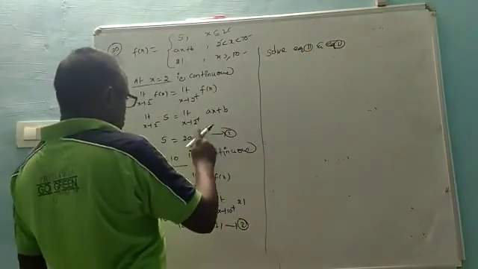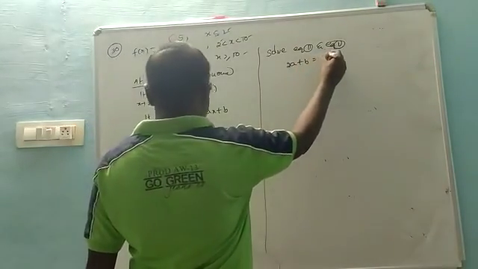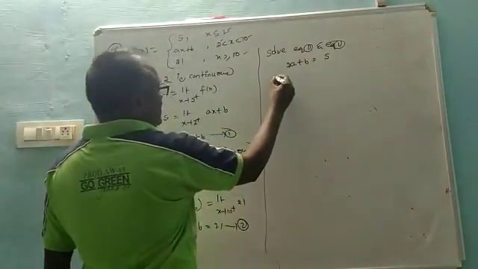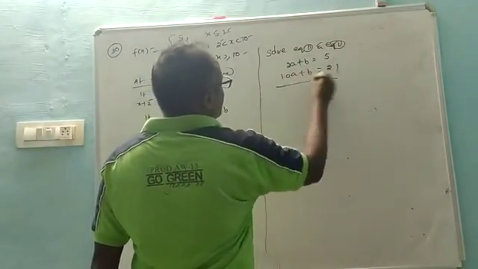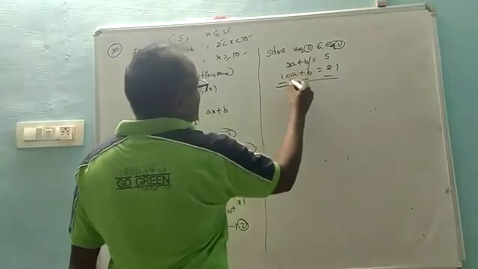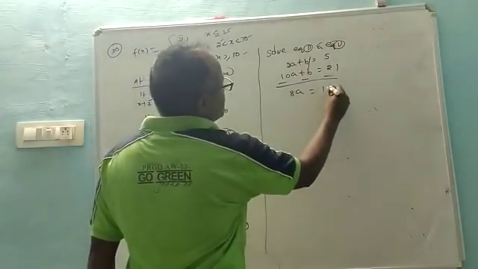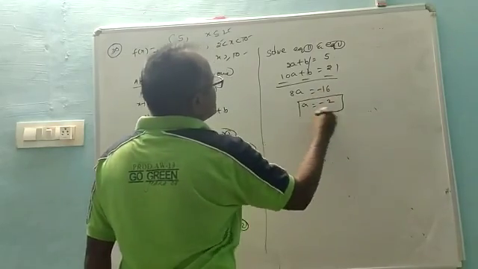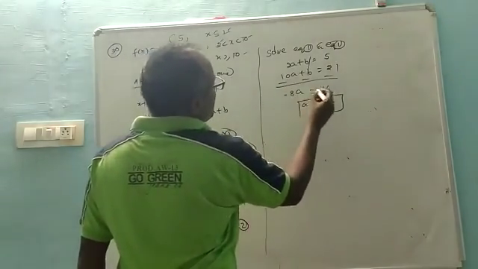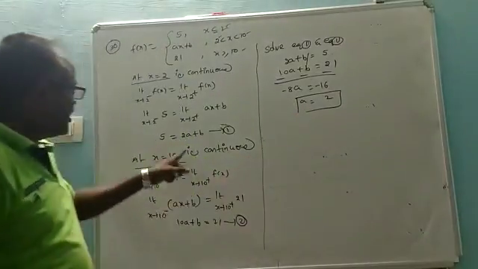So what about the value? 2a plus b is equal to 5. Next, 10a plus b is equal to 21. Here b cancels, and 8a is equal to 16. So a is equal to 2. Then substitute the a value in either equation 1 or 2.